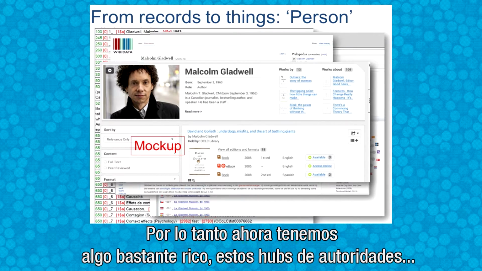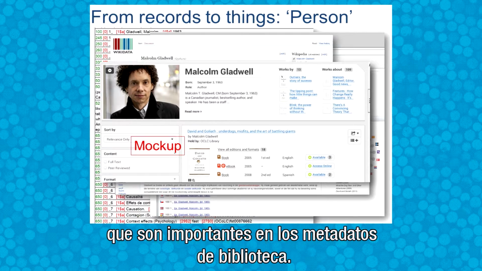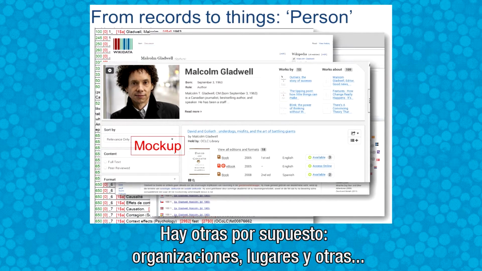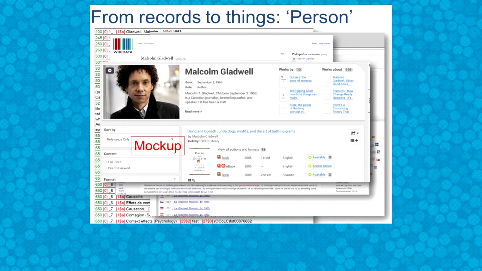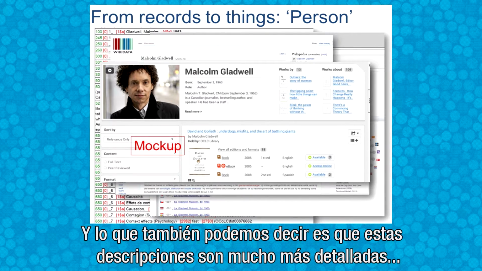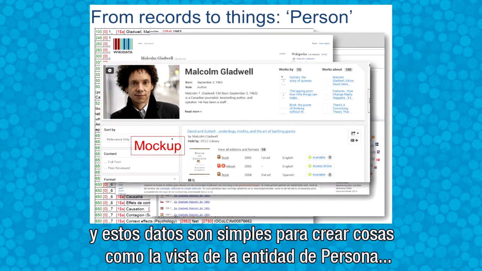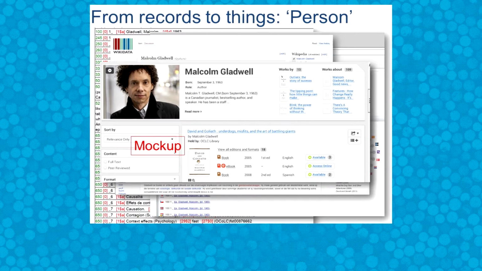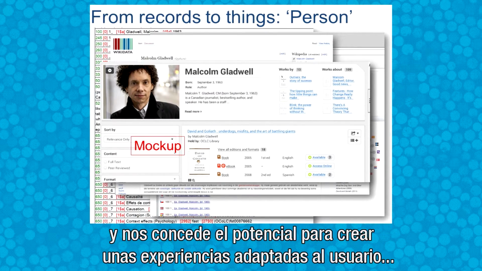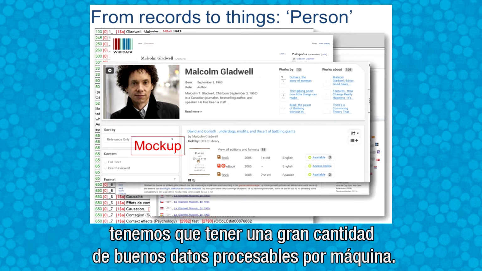So now we have something quite rich, these authoritative hubs, and we've illustrated how we would build them up for two of the entities that are important in library metadata. And there are other ones, of course, organizations, places, and other ones that you can see in any simple bibliographic description. And what we can also say is that these descriptions are much richer than any individual human readable record. And this data is essentially sampled to create things like the person entity view that we have here. But it's actually quite versatile, and it gives us the potential to create customized user experiences that we're only now beginning to explore. But to get there, of course, we have to have an abundance of good machine processable data.